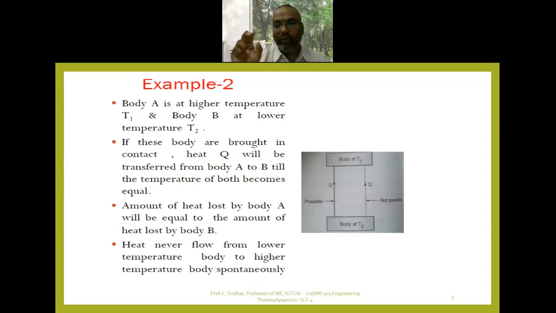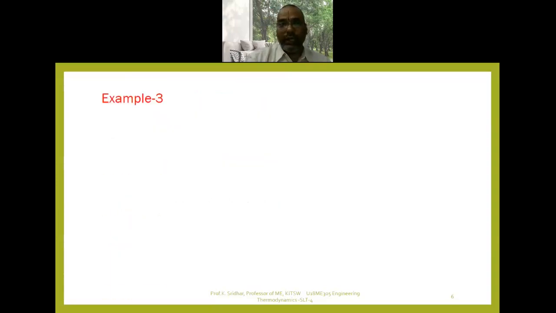Whenever we are giving some amount of work input to drive the compressor, only then is the heat transferred from the lower temperature body to the higher temperature body. But naturally, heat transfer takes place from the higher temperature body to the lower temperature body without any work input. So that's why.